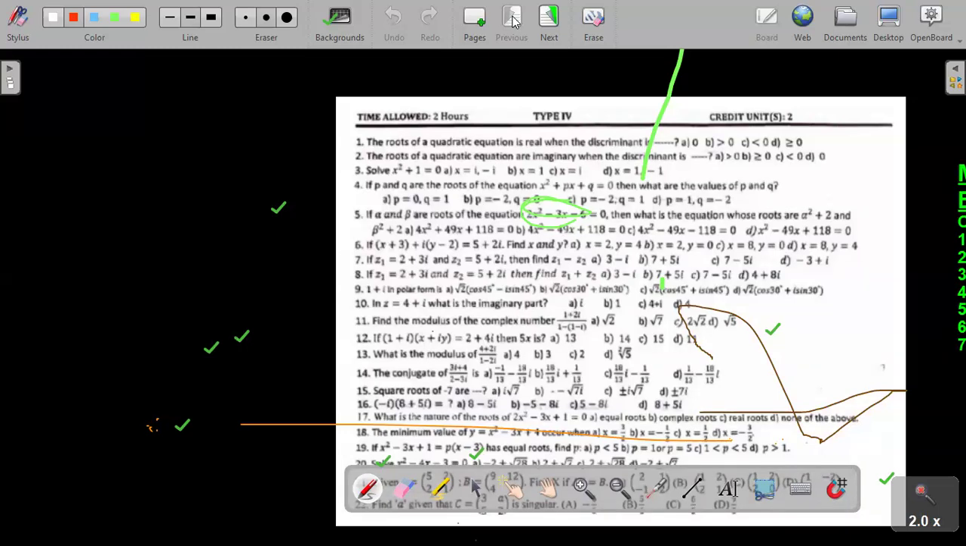So I will leave question 8 for you to solve. It's similar, but this time around you are just adding. I think you'll be able to figure that out.